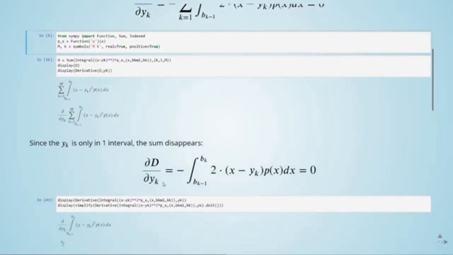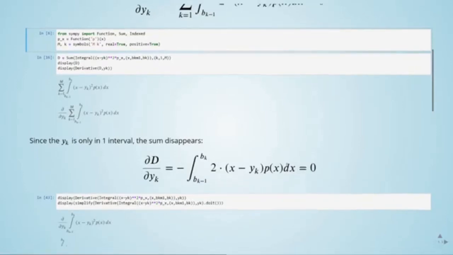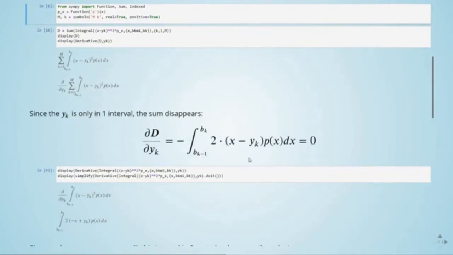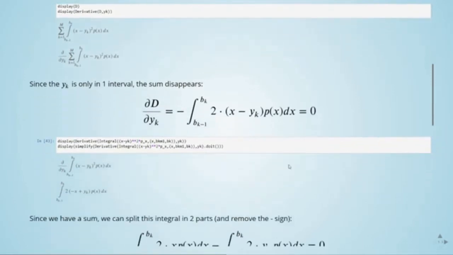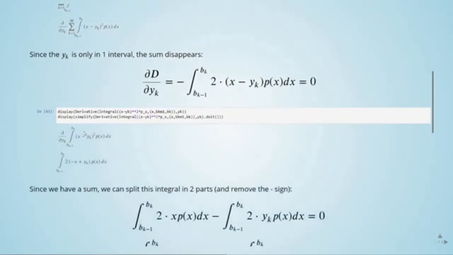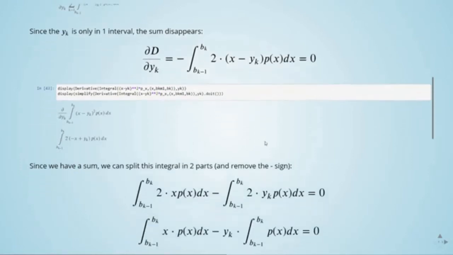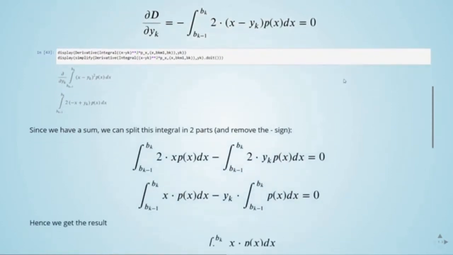So this is the derivative with respect to y of k, and y of k is only in one interval, so the sum disappears, and we have this. And when we take the derivative of this with respect to y of k, that's what we are doing here. So we end up with this equation here, which is similar to this one. Now we have a sum. So we have this minus 2x p of x dx.